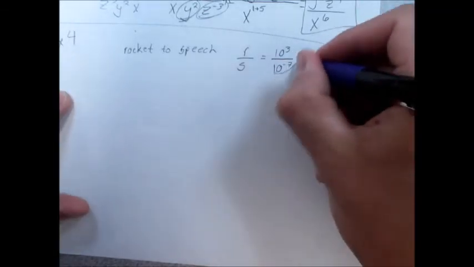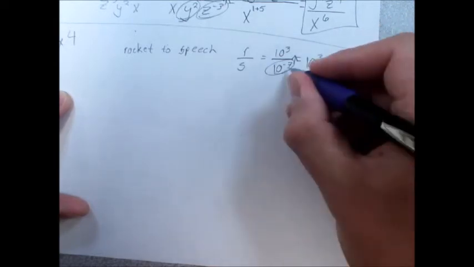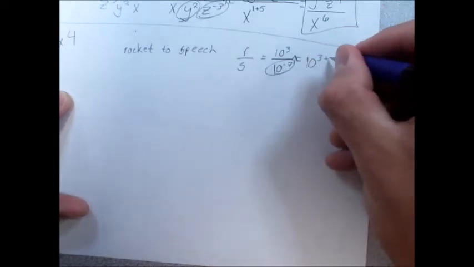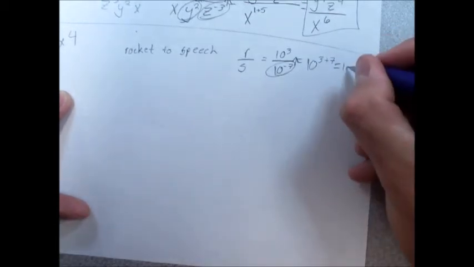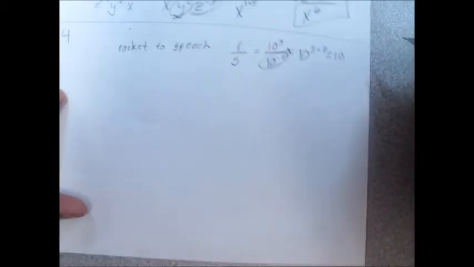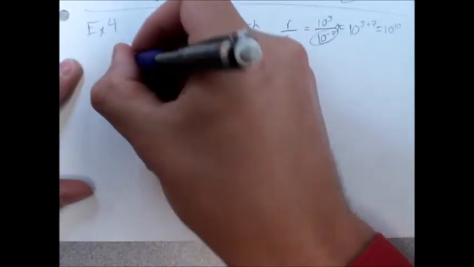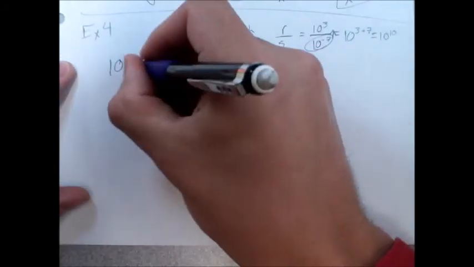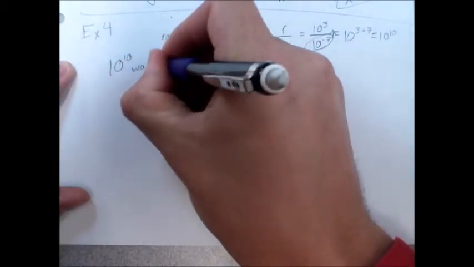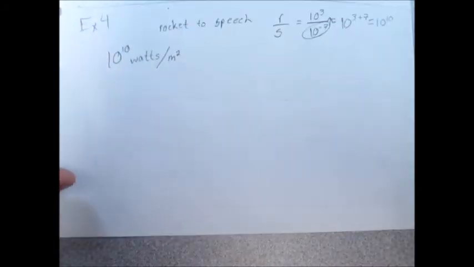So I'm going to move it up. So I have 10 to the 3. Move the negative 7 up, it changes the sign to plus. And I have 10 to the what? 10 to the what, guys? 10th, right? 10 to the 10th. So my first answer is 10 to the 10th. And I need to remember my label. It's watts per square meter.